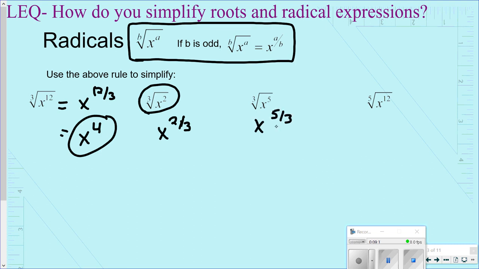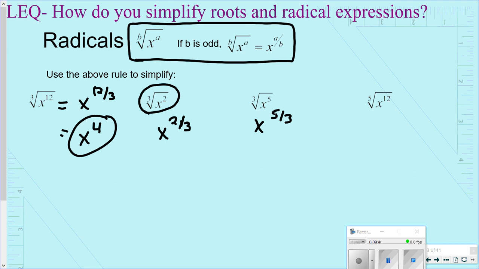Again, following that rule, but 5 doesn't divide by 3 evenly. So now are you saying, well, is this going to be like this last one where I'm just going to keep it in its original form? Well, not quite, because this time the numerator is larger than the denominator. And so even though 5 doesn't divide by 3 evenly, it does divide by 3. So we do want to do a little bit more work with this one.